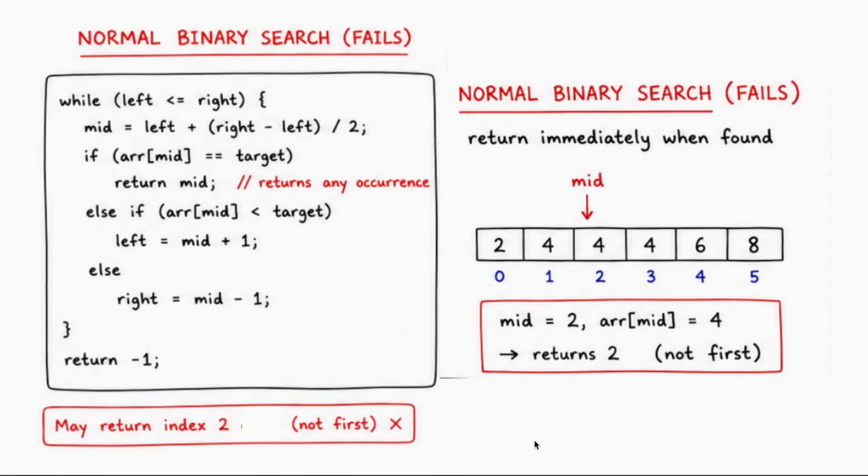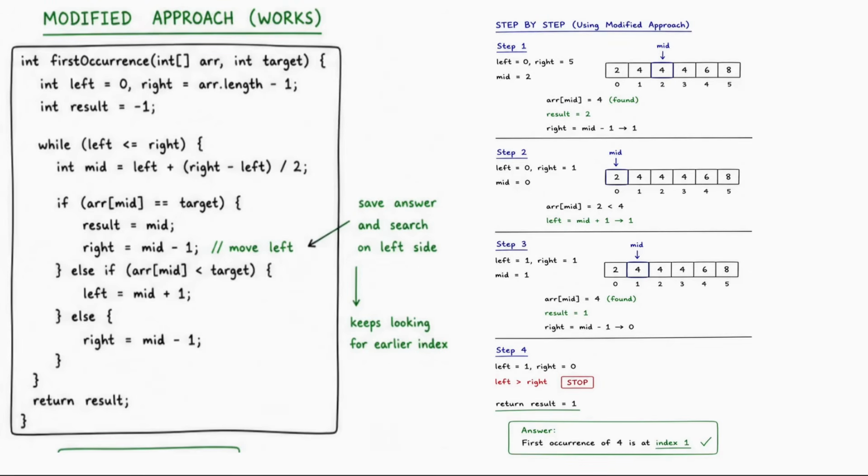To fix this, we don't return immediately. Instead, we save the answer and keep searching on the left side. You can see this code, and I have also created a visualization where you can see what happens step by step. So first, we found 4 at index 2, but instead of returning, we save it in a result. And then we search on the left side. Why the left side? Because if there is an earlier 4, it must be before index 2, right?